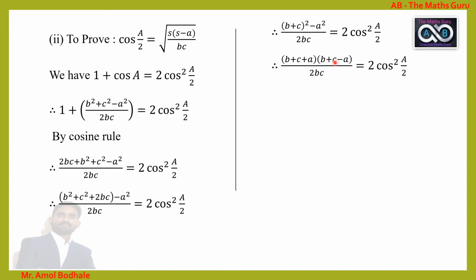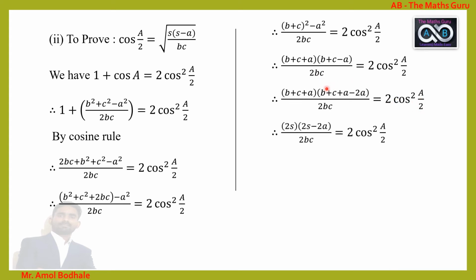only b plus c is given. So we will add a here and we will subtract a here. So we'll get b plus c plus a as it is. We'll add a here, so that is b plus c plus a, and we are subtracting a, so it will be minus 2a upon 2bc is equal to 2 cos square A by 2. So here a plus b plus c is 2s. Similarly a plus b plus c is 2s and minus 2a as it is upon 2bc is equal to 2 cos square A by 2.